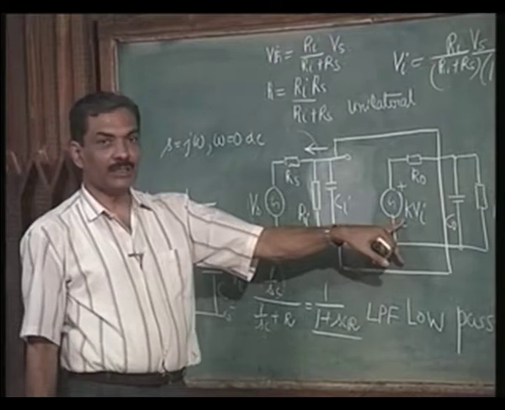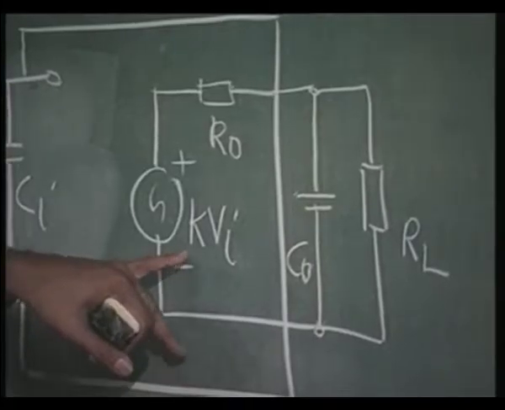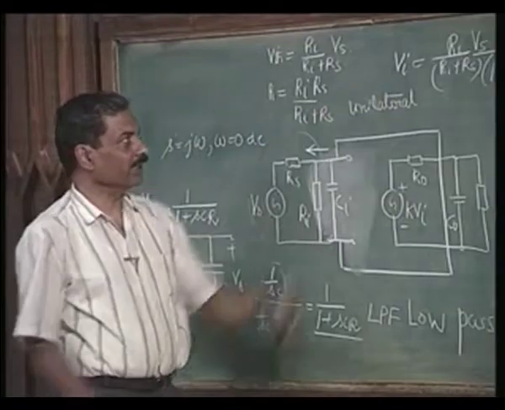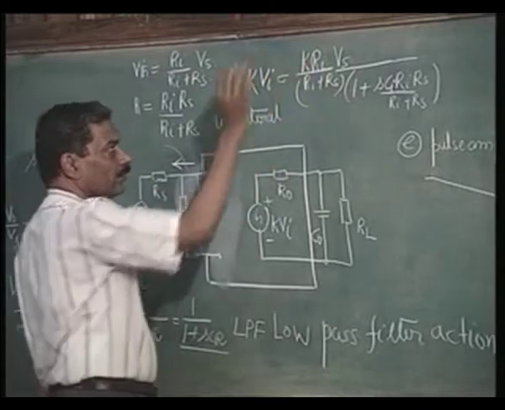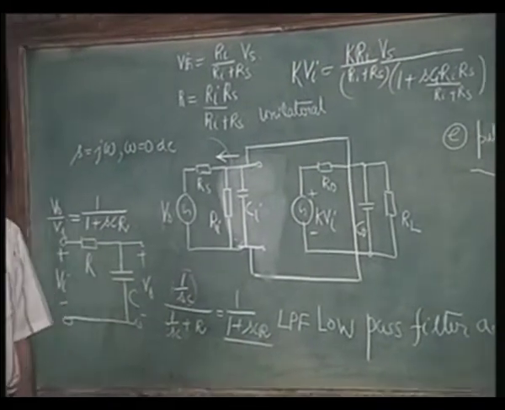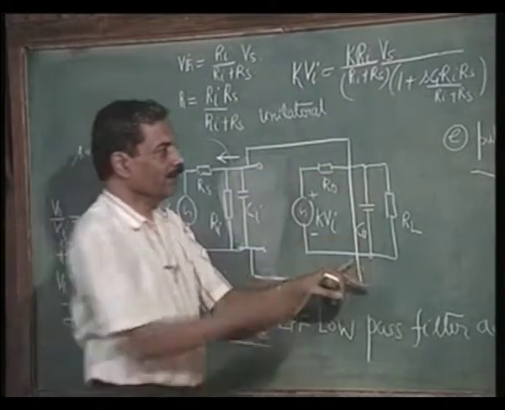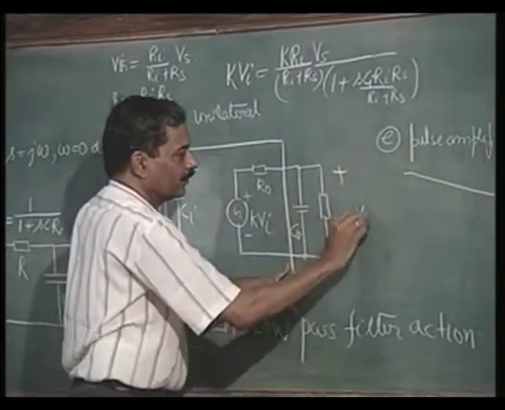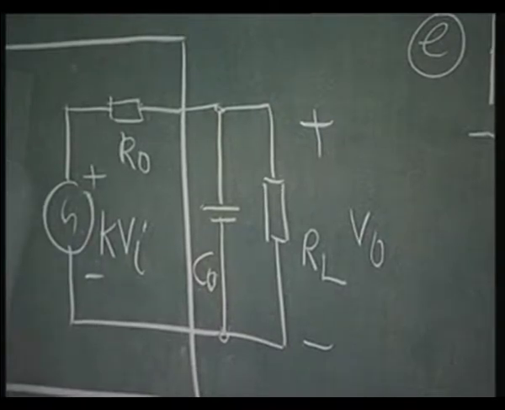Then this voltage is going to appear here as K times Vi. So Vi is this, K times Vi is this. So that remains unaffected. Now I have to find out the voltage V naught ultimately. How do I get V naught? V naught is across C naught.